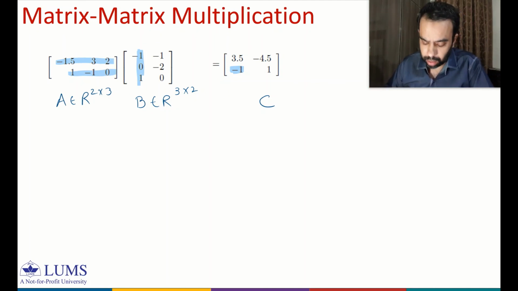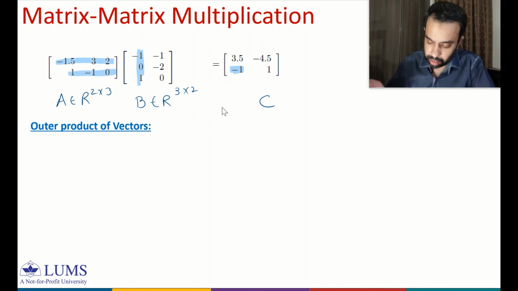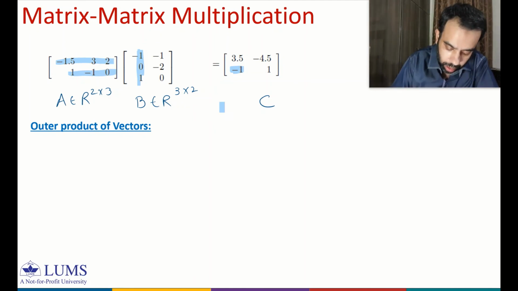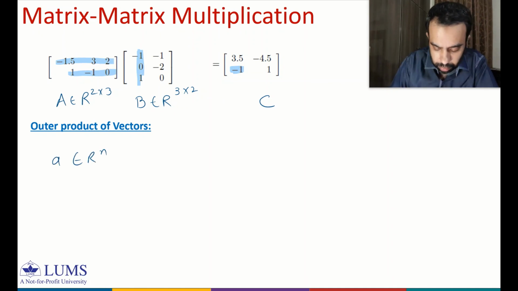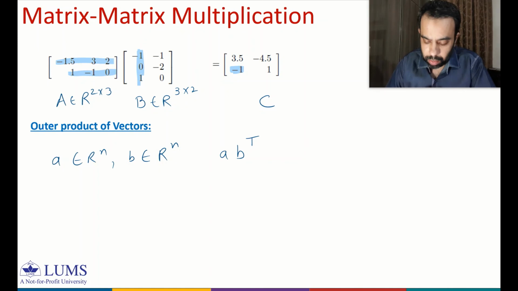Maybe we also talk about what we mean by outer product of vectors using matrix multiplication notation. Say you have two vectors, a that belongs to Rn and b that also belongs to Rn, so we define their outer product as a b transpose. What's the dimension of a? N cross 1. And what's the dimension of b transpose? 1 cross n. And when you multiply a with b transpose, what do you get?